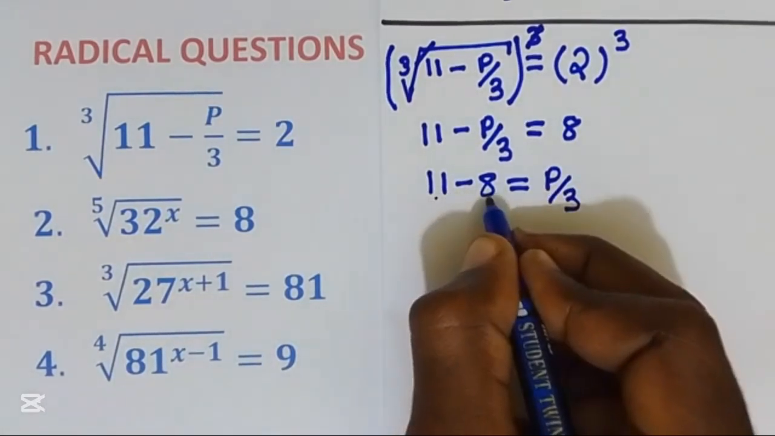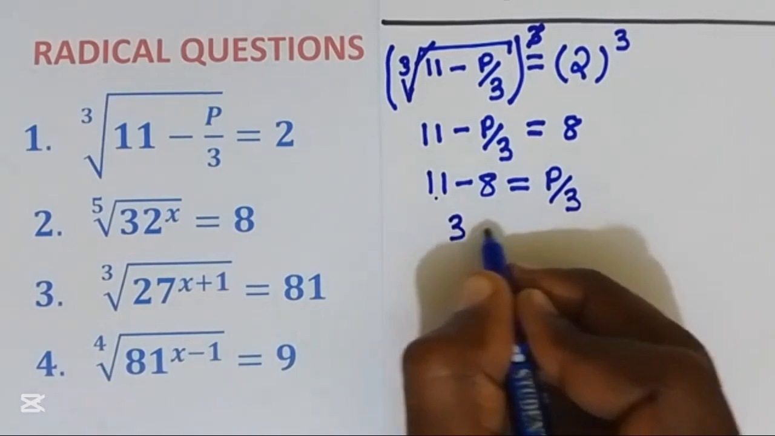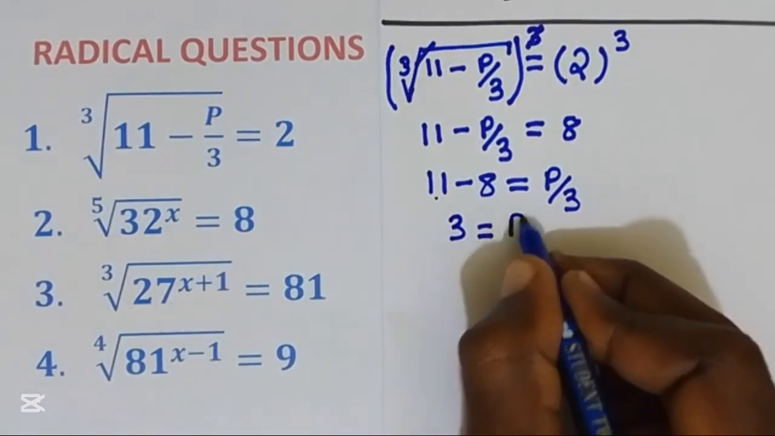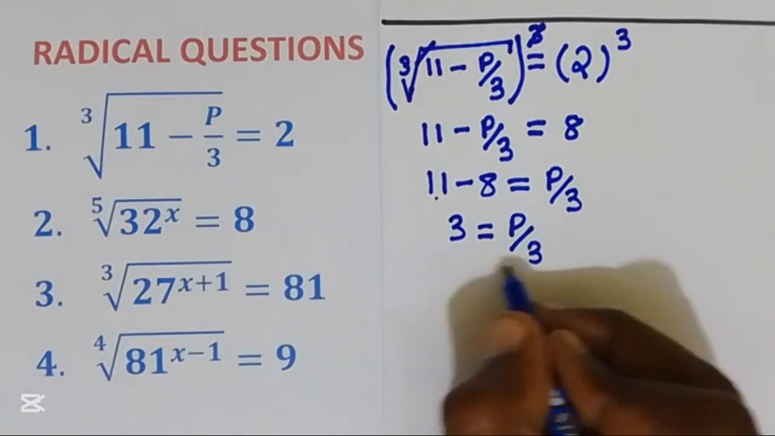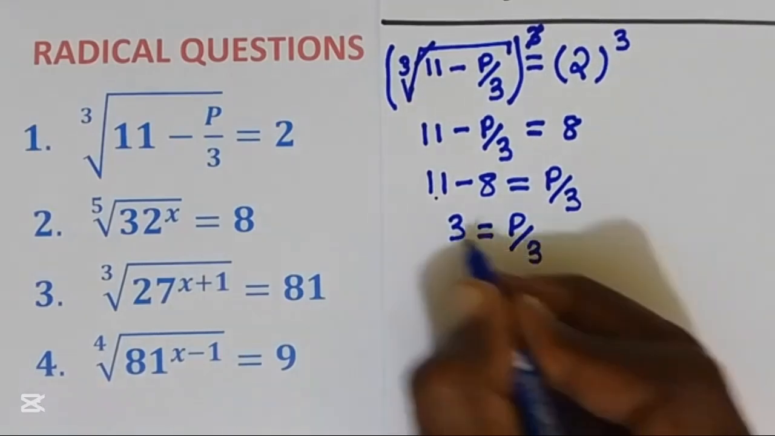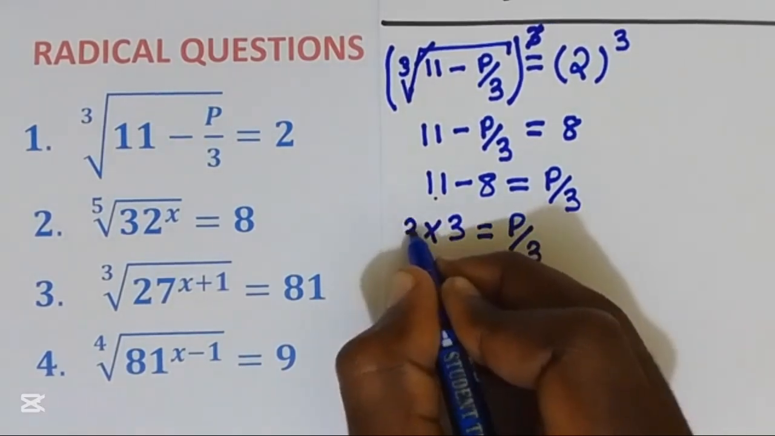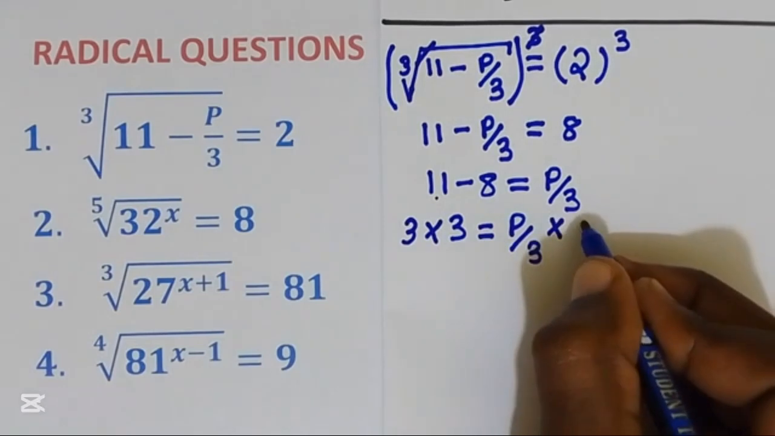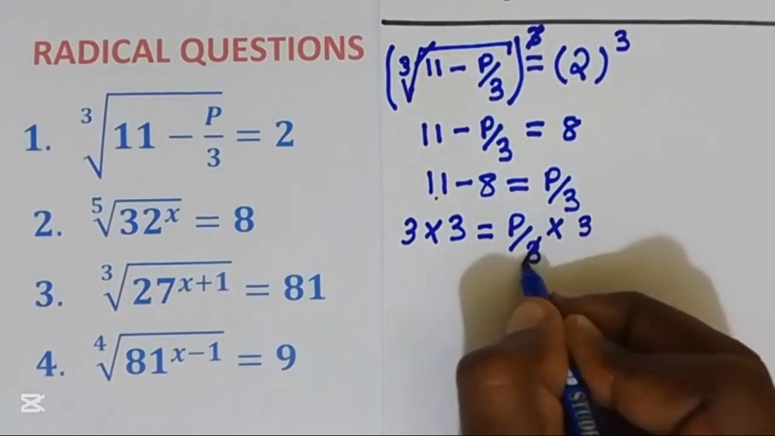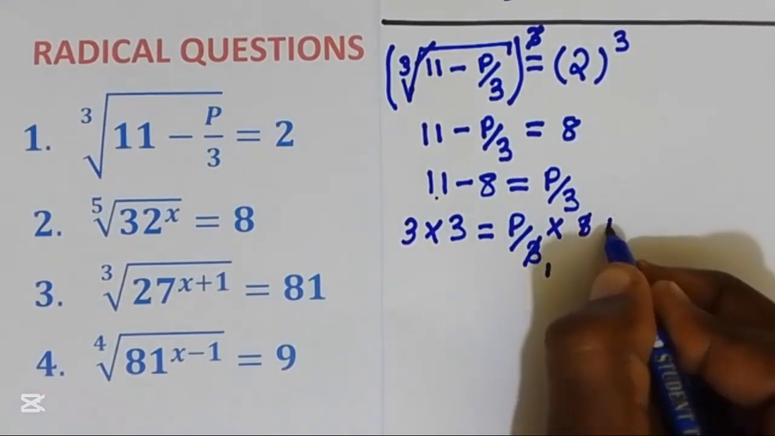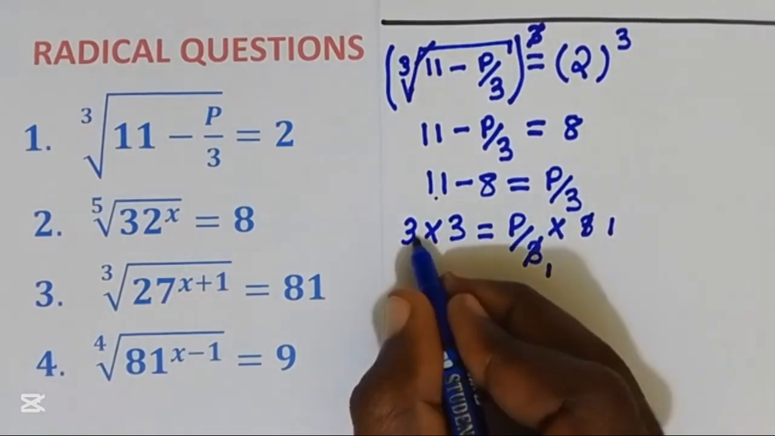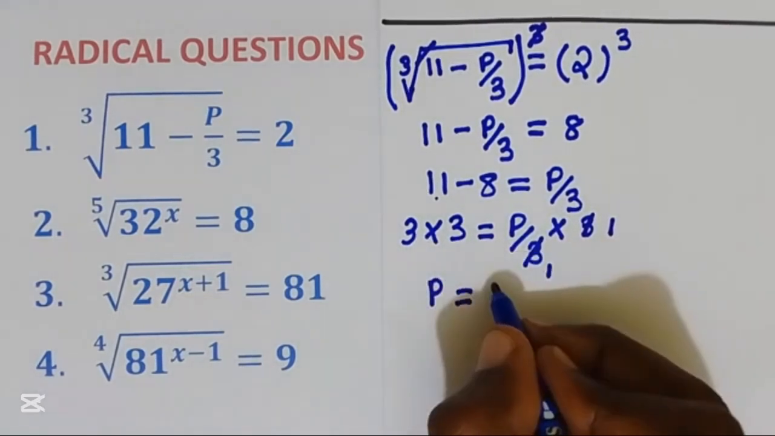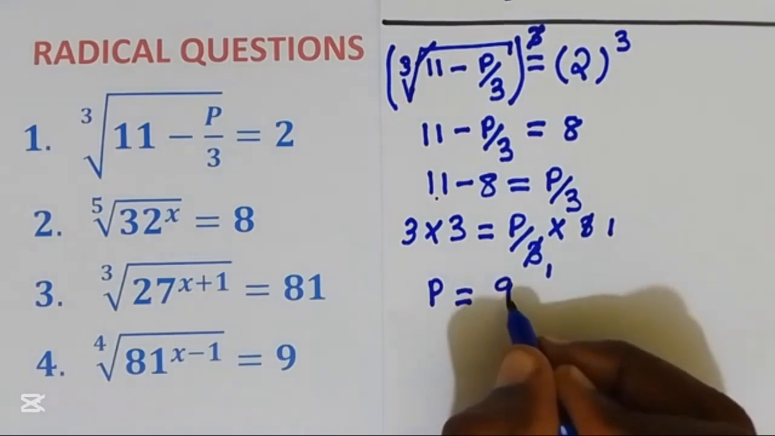11 take away 8 is 3. So 3 is equal to p over 3. I'm going to multiply by 3 throughout. By 3, I get 1, so p is equal to 3 multiplied by 3. We are going to get 9.